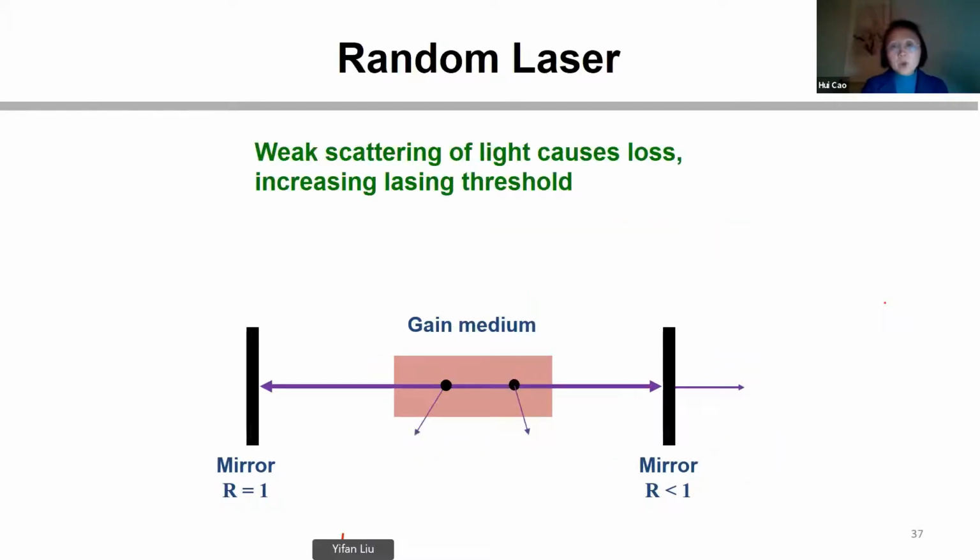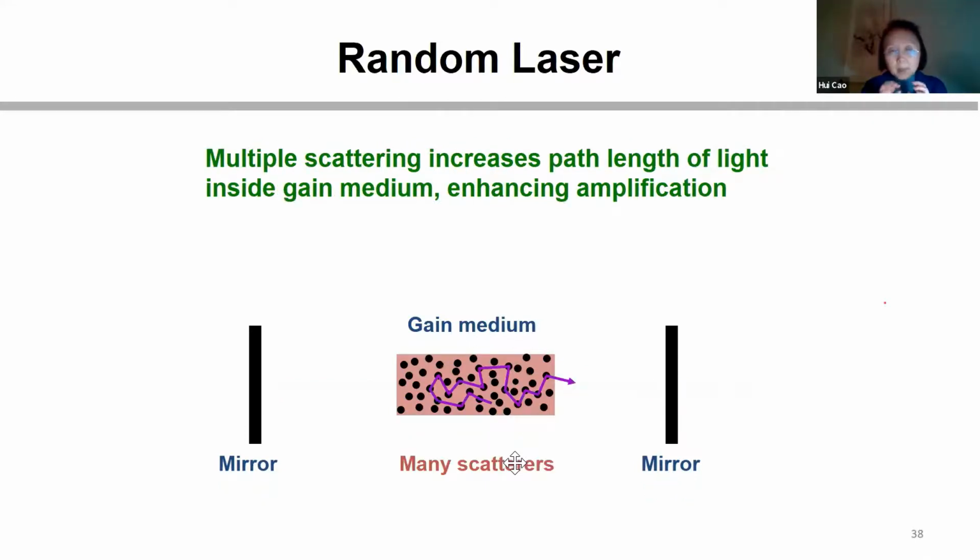If we only put a few scatterers in this laser cavity, it will not lase, because the light can be scattered into other directions. That introduces an additional loss, and that loss will increase the lasing threshold. So if you put in more scatterers, eventually the laser will stop lasing. But that's not true. If we put in many, many scatterers into this gain medium, then what happens? If we pump the gain medium, it will still emit light.